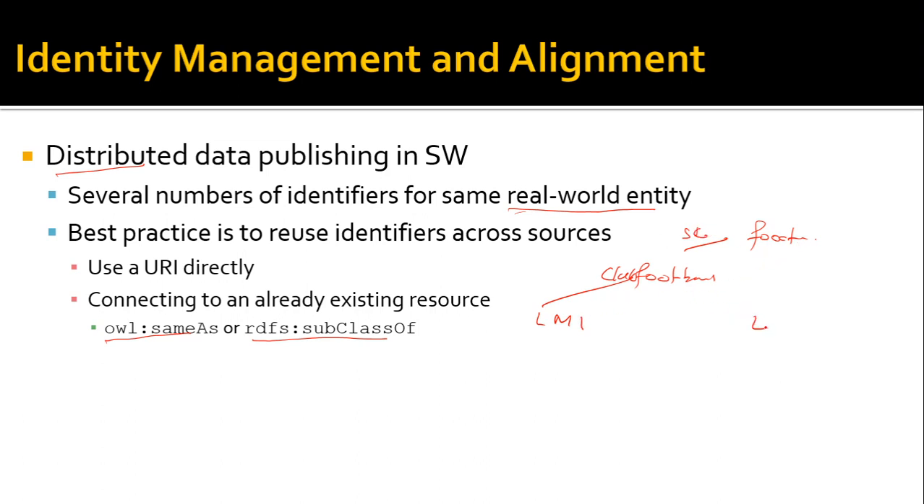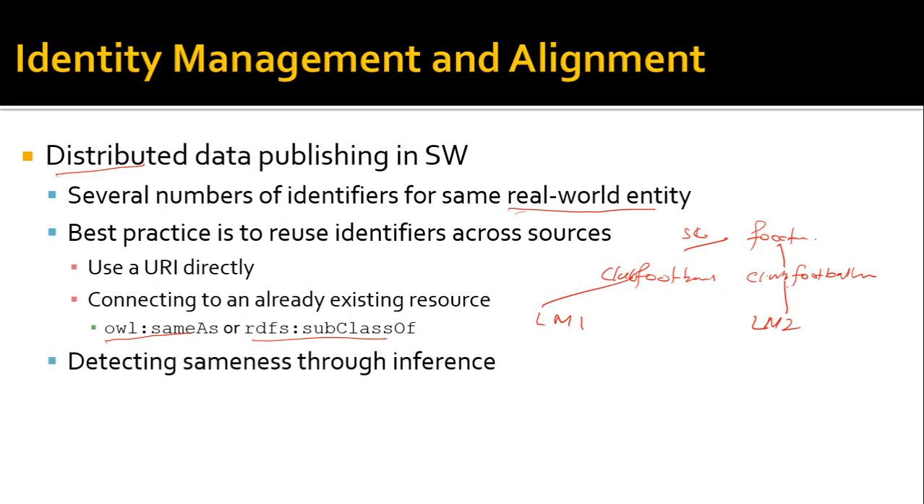Now, another description of Lionel Messi can again have something like club footballer, and it can say that it is a subclass of footballer. So in this way, you can connect them also. You can also use inference to detect sameness. For example, let's say you have a book, and that book is described in different places, right? Now, the book they are describing should have the same URI, right?